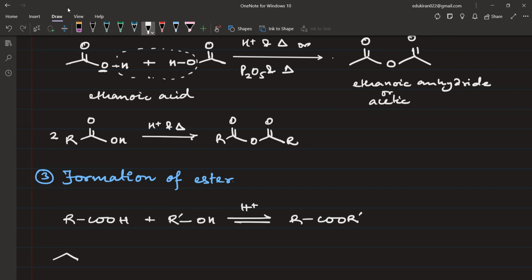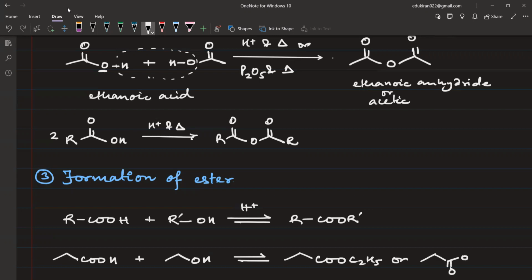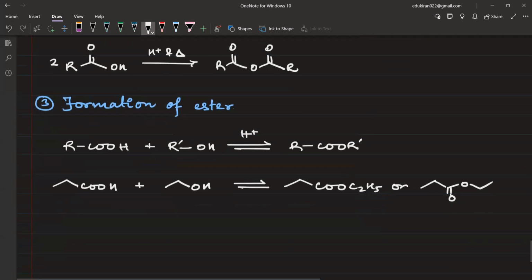So for example, if you have propanoic acid, COOH, plus ethanol, in this case you are going to get COO and C2H5. Or you can write this as C double bond O, O, 2 carbon atoms, CH2 and CH3. I write this down, then we will look at the mechanism for this reaction.